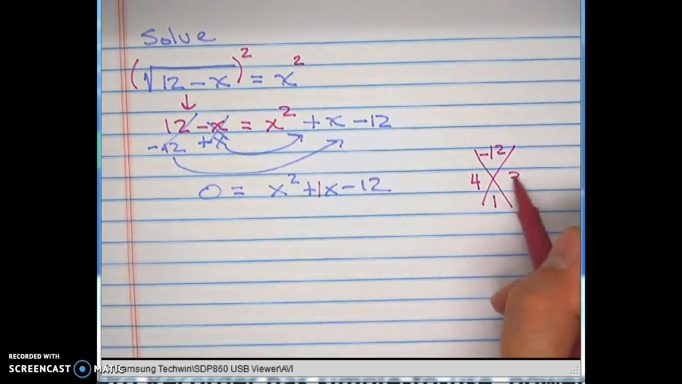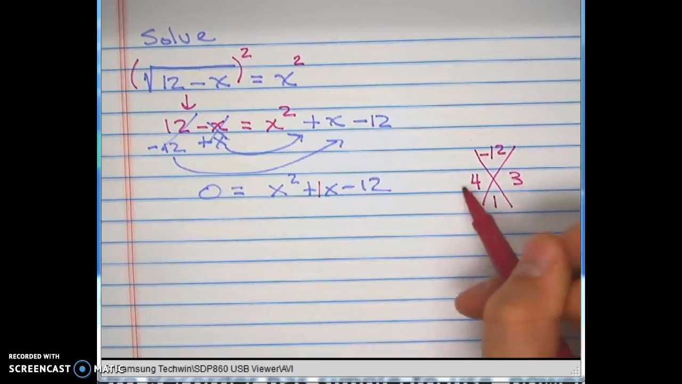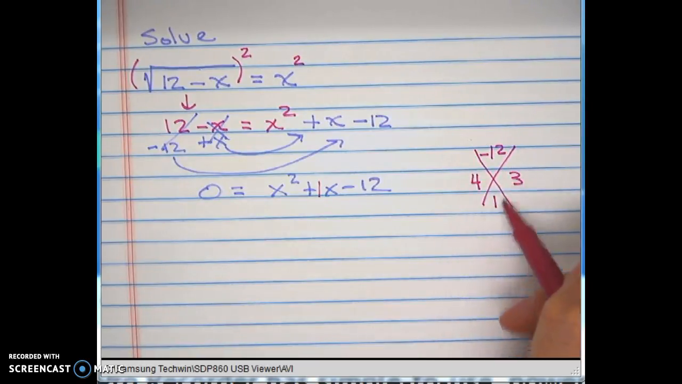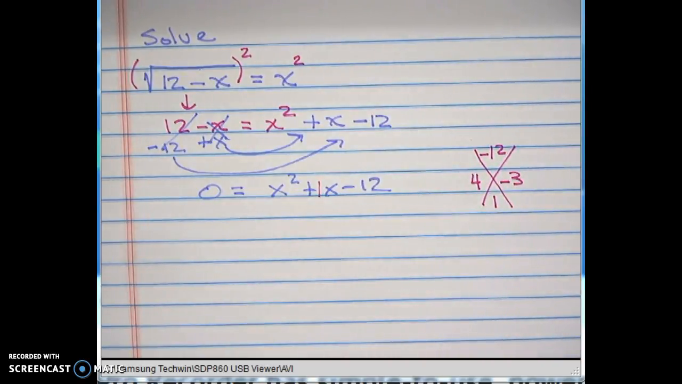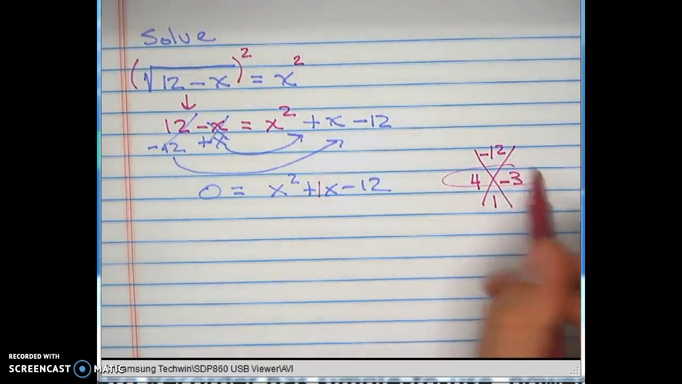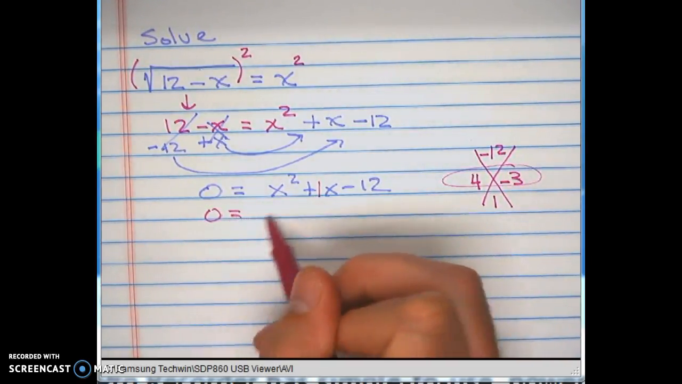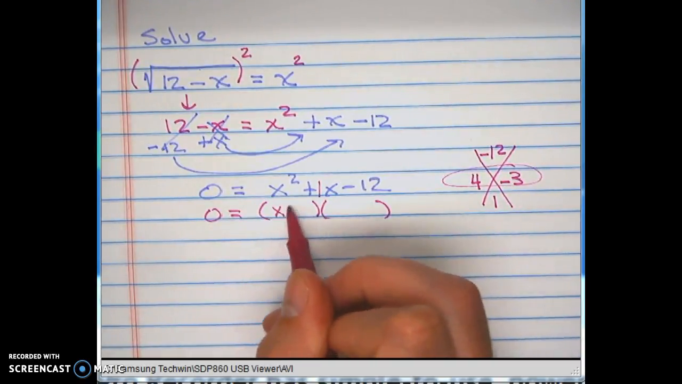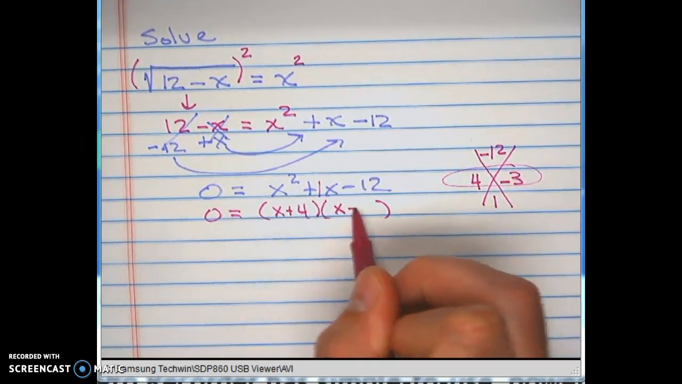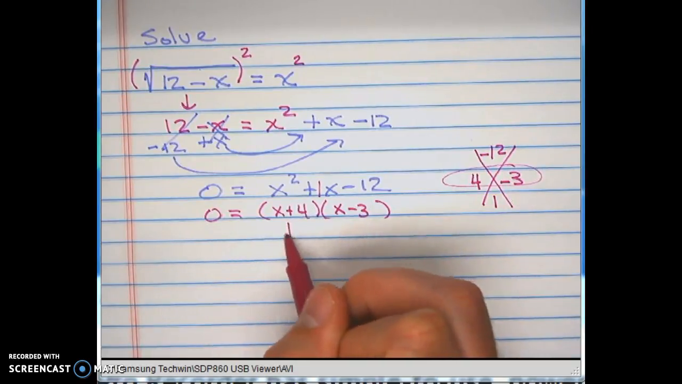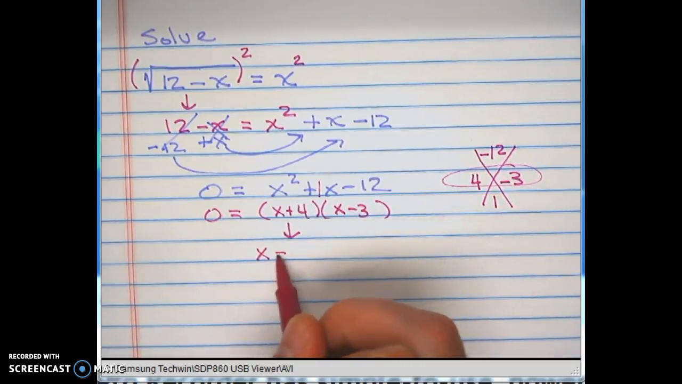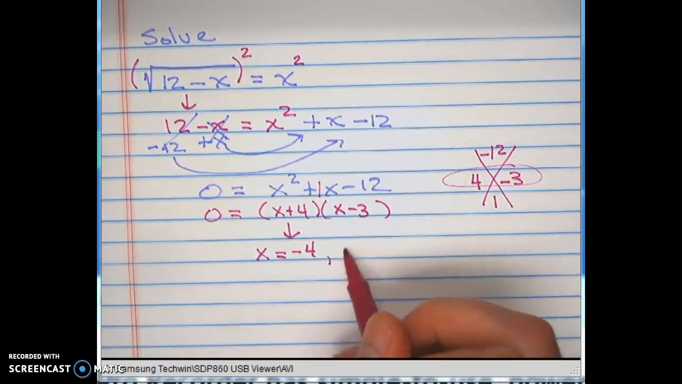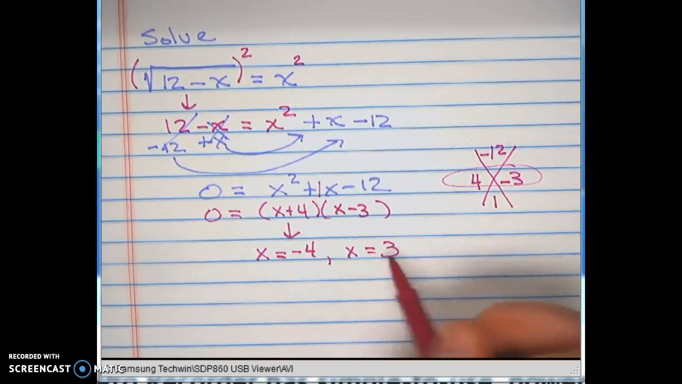4 times 3 is 12. To make it negative, one of these has to be negative. To make it be a positive 1, it would have to be a 4 minus 3. And so we could say that 0 is equal to, and if I write this in its factored form, it would be x plus 4 times x minus 3. Finishing the solve, x is equal to negative 4, and x is equal to 3.